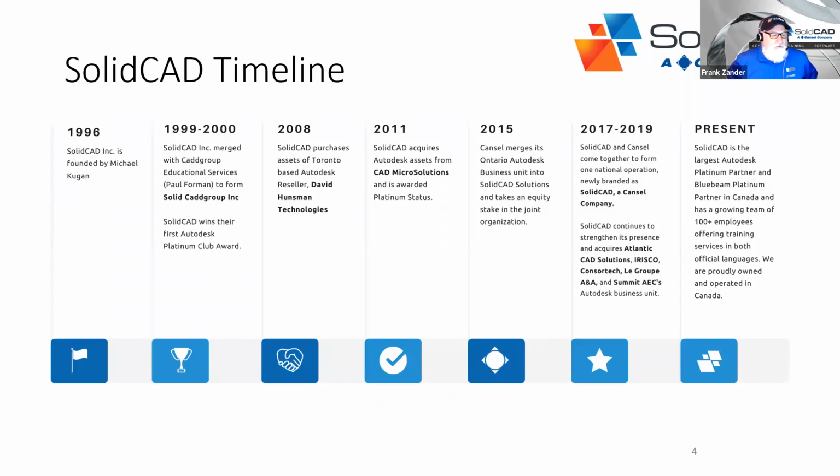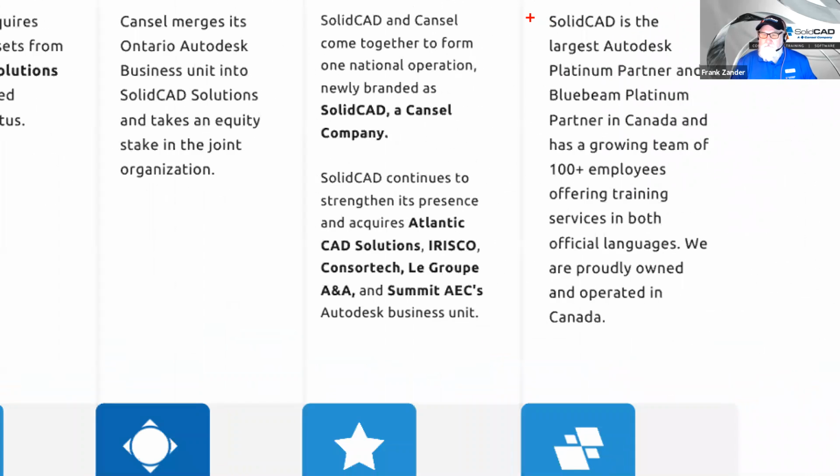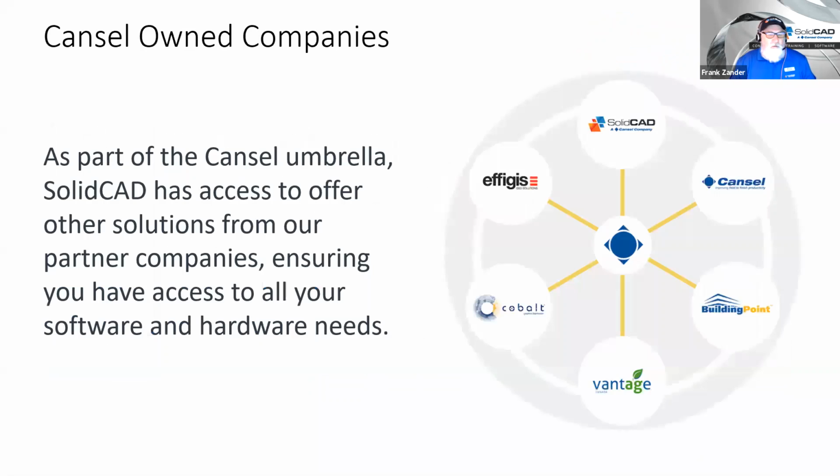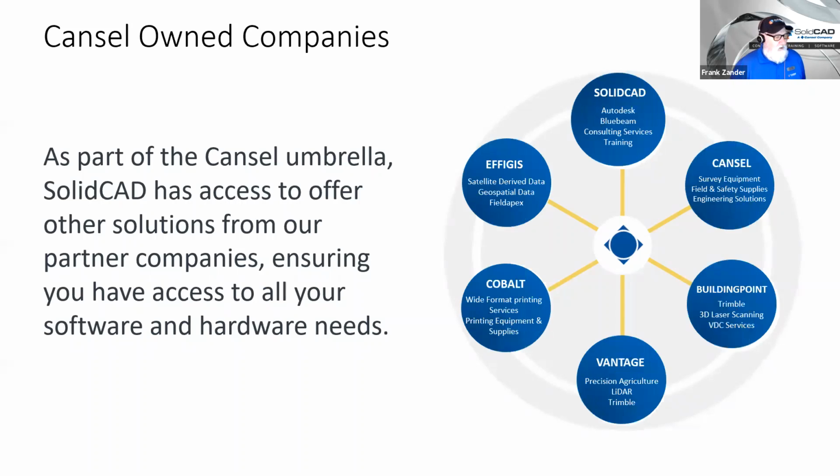So SolidCAD timeline. SolidCAD's been around since 1996, and through organic growth and acquisitions has grown to become one of the largest Autodesk partners in Canada. Alrighty, so SolidCAD is under the umbrella of Cancel-owned companies, and because of that, SolidCAD has access to other solutions from other partner companies, ensuring you have access to all your software and hardware needs. So whether it's connecting things with Building Point, Vantage, Cobalt, Effigus, we've got you covered.